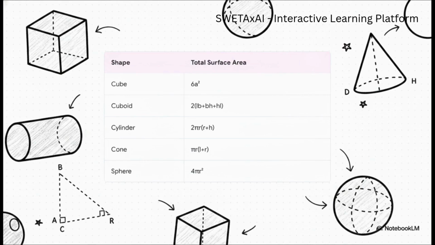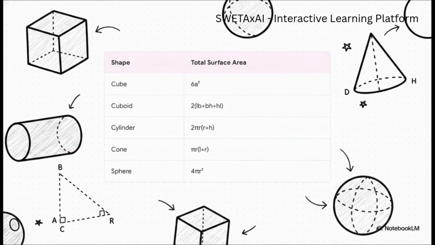A cube is 6 faces of a squared. A cuboid adds up pairs of its varying sides. For a cylinder, the total surface area is 2 pi r times the radius plus height. But I really want to remind you of a super tricky part here, and that's the cone. The total surface area formula for a cone is pi r times L plus r.